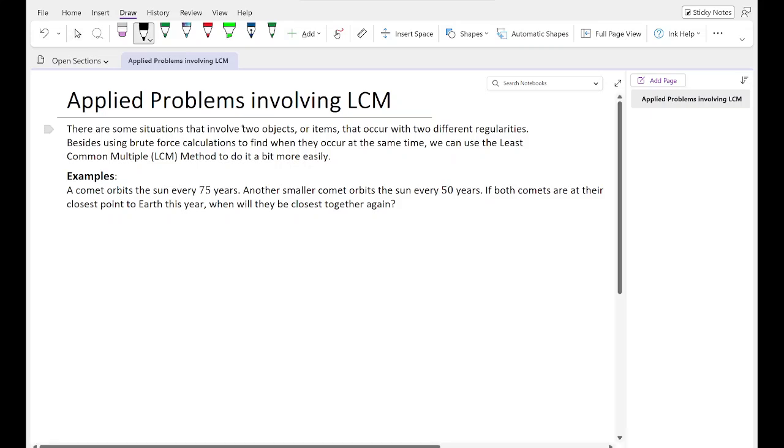There are some situations that involve two objects or items that occur with two different regularities or at two different intervals. Besides using brute force calculations to find out when they occur at the same time, we can use the least common multiple or LCM method to do it a bit more easily.